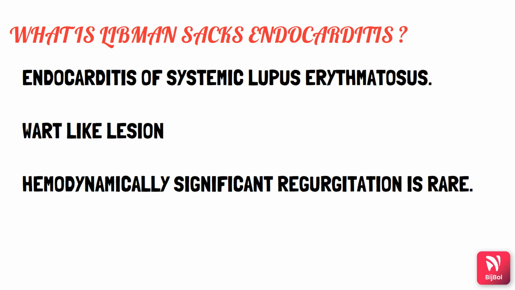It consists of a wart-like lesion associated at the angles of the AV valve or on the ventricular surface of the mitral valve. It can also be seen in the pocket of valves. Hemodynamically significant regurgitation is rare.